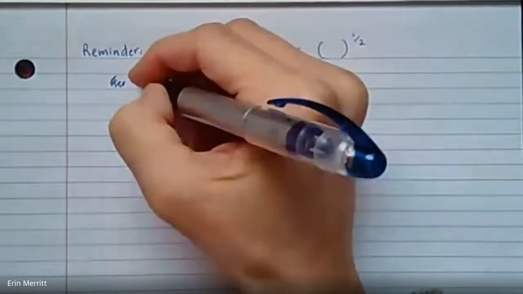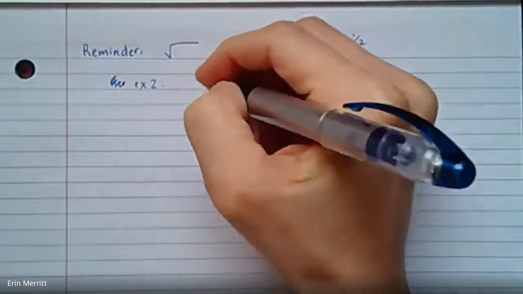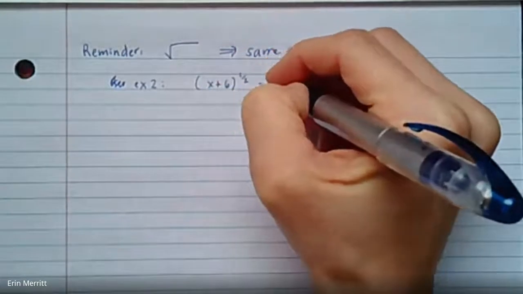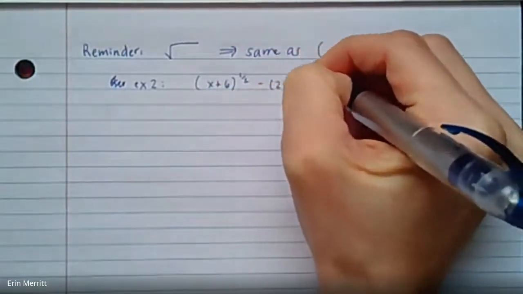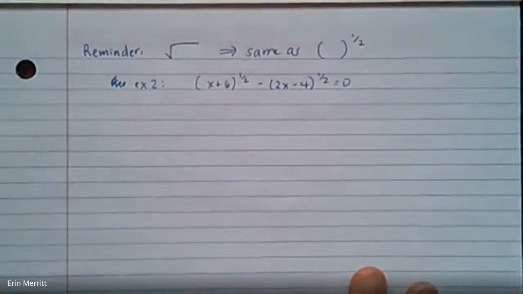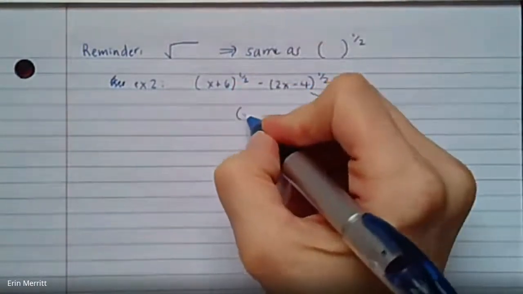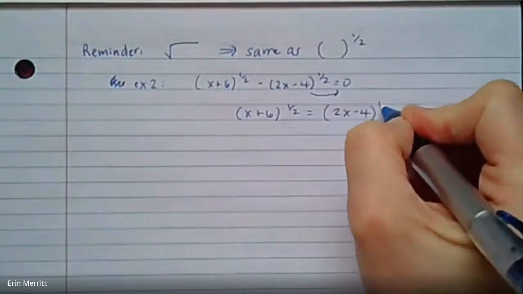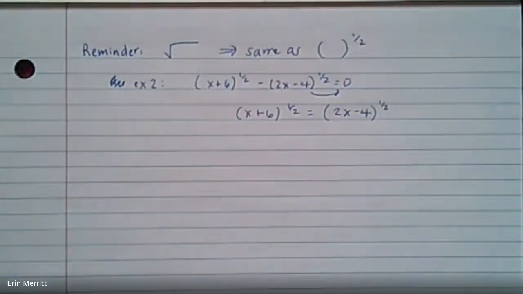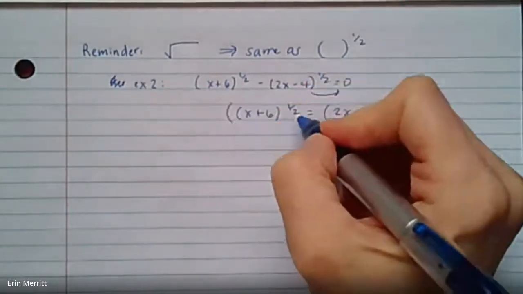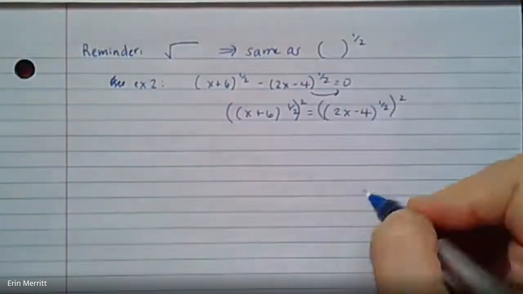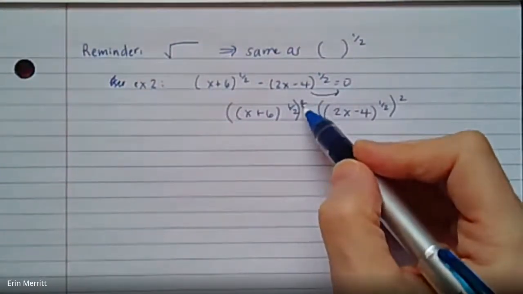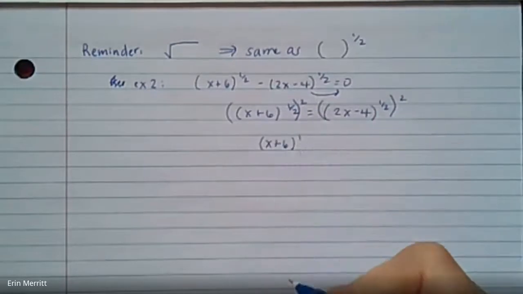Let's look at example 2, all right? It was the one like this, that x plus 6 raised to the 1/2, and then minus 2x minus 4 raised to the 1/2 equals 0. We would still move that over, but I don't have to rewrite it with a square root. Think about what happens when you square both sides here. If I square the left side and square the right side, power raised to a power, you'd multiply. So 1/2 times 2 comes out to be x plus 6 to the first, or just x plus 6 itself.